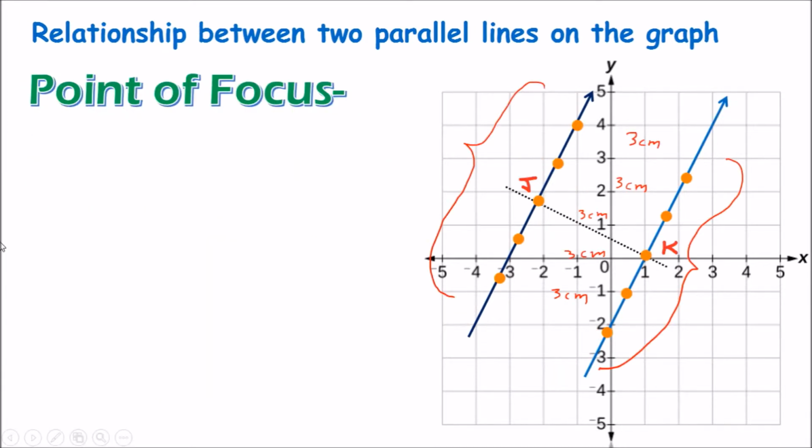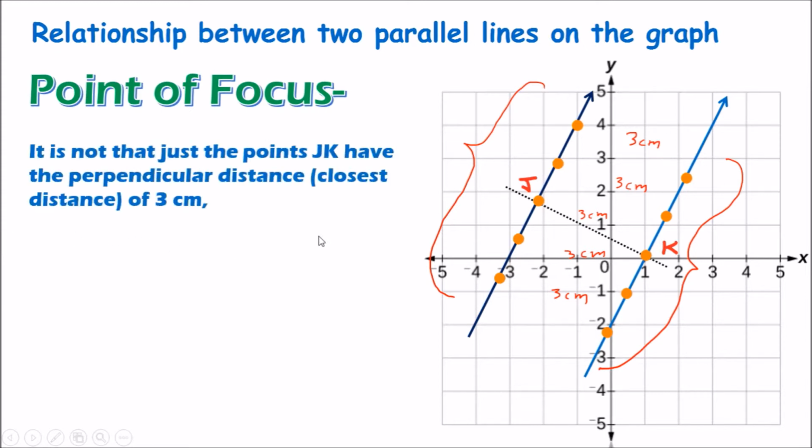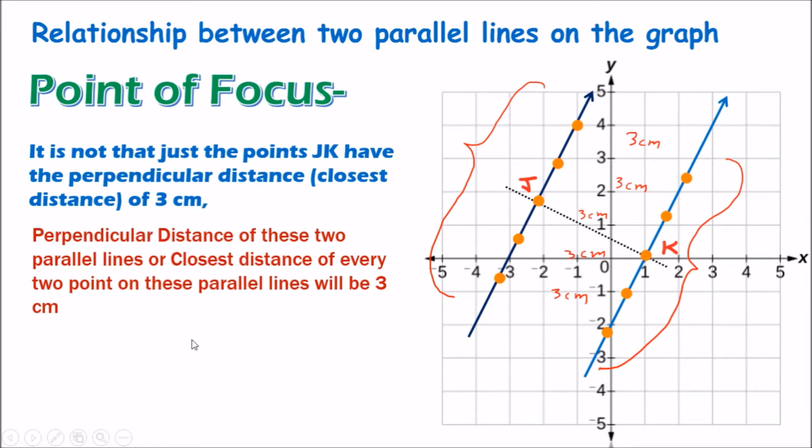Now, this is where we have to pay attention when we learn parallel lines. Our point of focus is that it is not just these 2 points J and K which have the perpendicular or the closest distance of 3 cm, but the perpendicular distance of these two parallel lines, or we can say the closest distance of every 2 points on this parallel line, will be 3 cm apart.